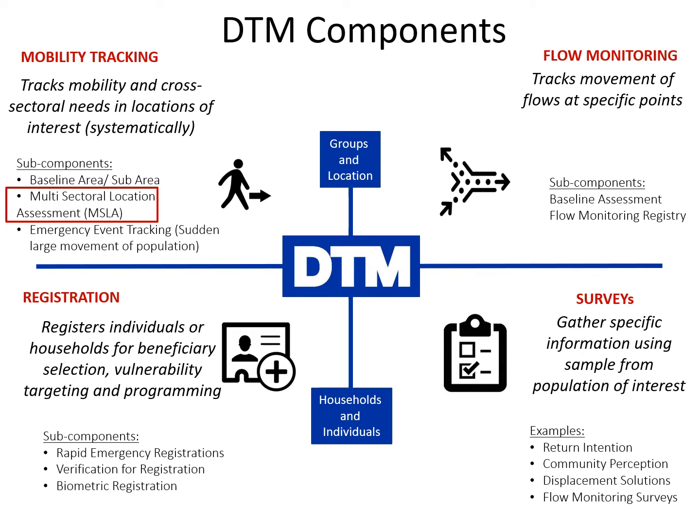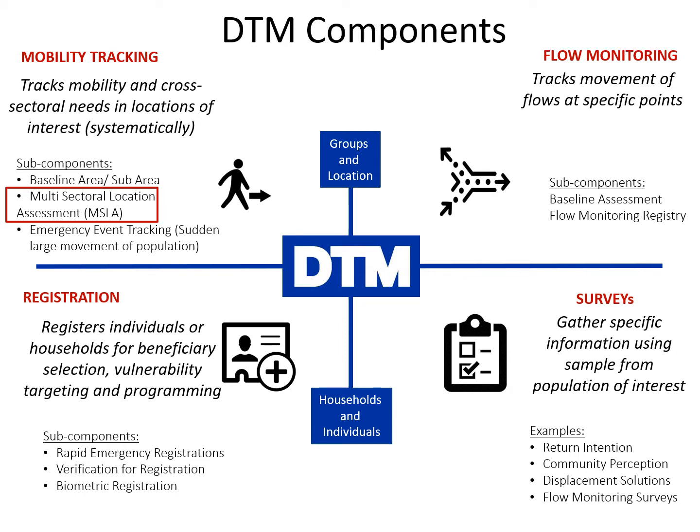Mobility tracking, top left corner of your screen, is made up of 4 subcomponents: baseline area assessment, sub-area assessment, location assessment, and emergency event tracking. Baseline area and baseline sub-area assessments collect information at higher administrative levels. Location assessment collects information at location level. Emergency event tracking informs the humanitarian community about sudden large movements of population.